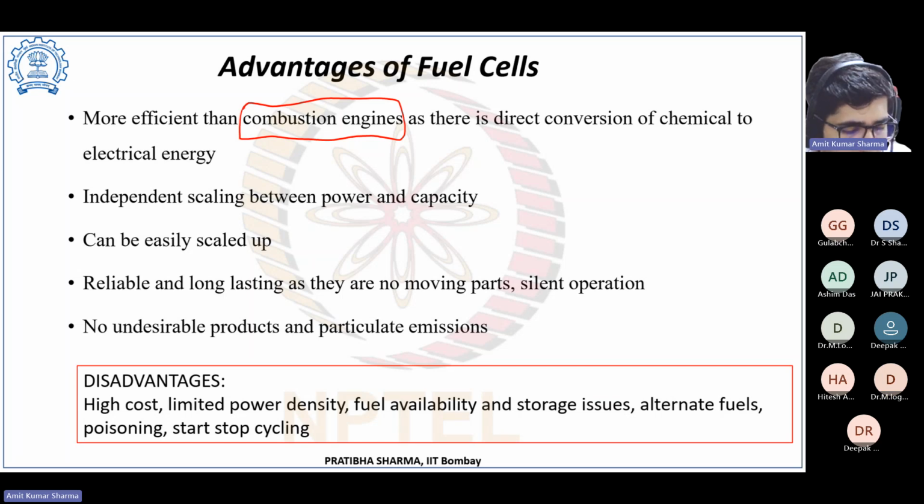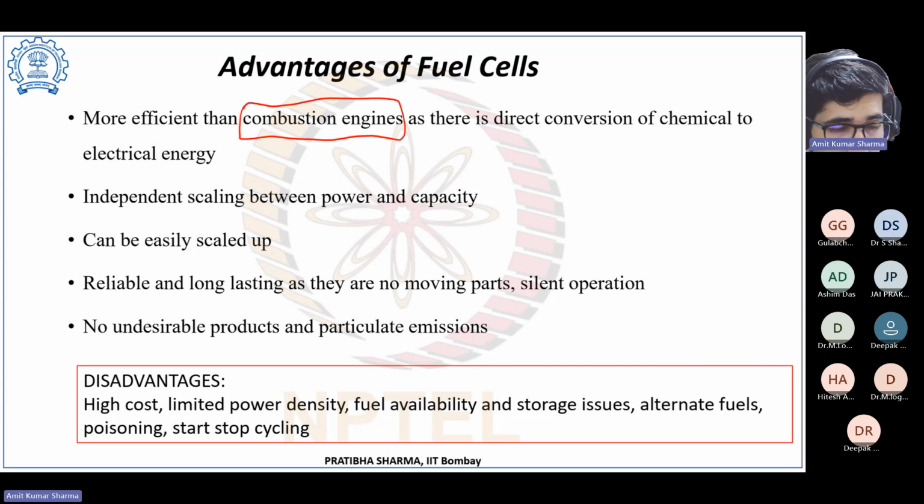So we have seen that we are not doing combustion. So no emission will be there if you are using pure hydrogen. Some fuel cells can also use hydrocarbon fuel, and in those fuel cells there will be some CO2, but in a normal hydrogen fuel cell, there will be no particulate emissions.